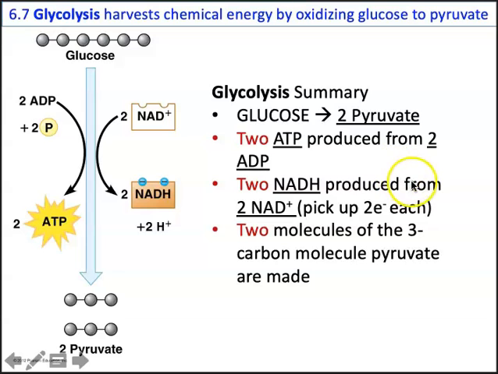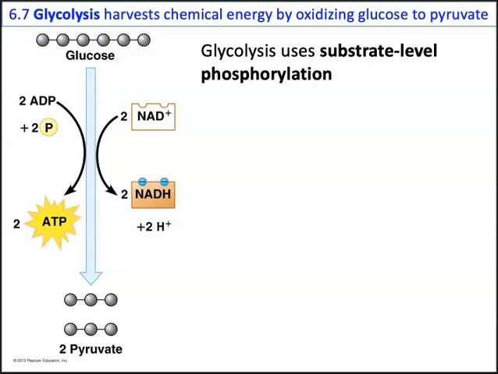In glycolysis, we are also producing 2 NADH from 2 NAD+. Each of them is carrying 2 electrons. And finally, we end up with 2 molecules of the 3-carbon molecule pyruvate. So glycolysis is really the stage of 2s. We have 2 ATP, 2 NADH. Each NADH has 2 electrons, and we end up with 2 molecules of pyruvate.